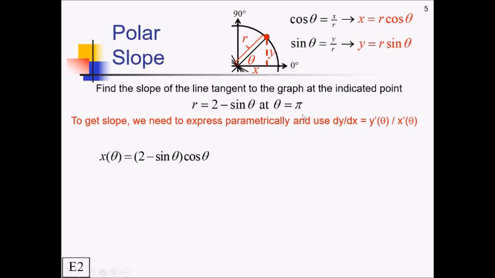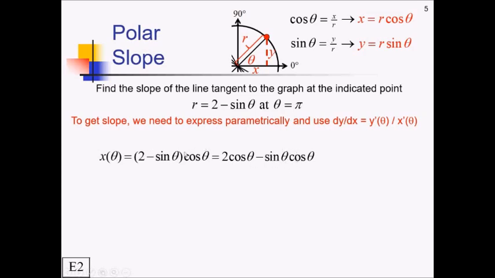We're going to have to get x prime out of this eventually. So before I do that, let me just distribute this because I don't really feel like dealing with a product rule. So we've got 2 cosine of theta minus sine theta cosine of theta. Now, at this point, if you're taking the derivative, you've got another product rule with this sine cosine.